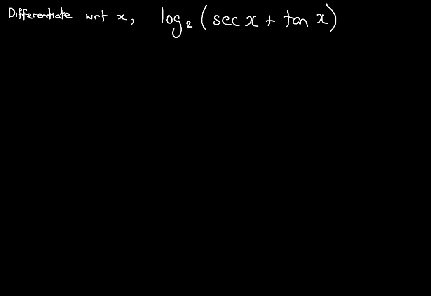This question wants us to differentiate with respect to x log base 2 of secant of x plus tangent x. So finally we have a bit of a real challenge here, because we've got a logarithm that isn't base e, and we've got to use the chain rule to evaluate what we see on the inside of this, which means we're going to have to call upon our knowledge on how to differentiate trigonometric functions. Okay, so how are we going to do this?